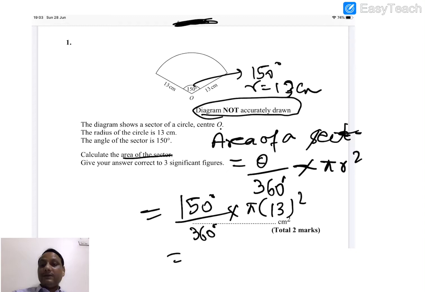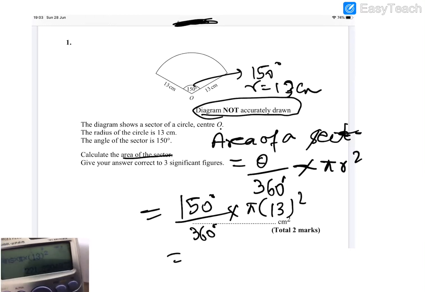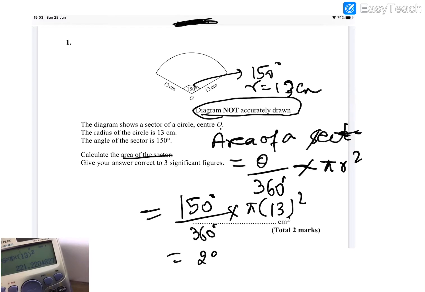You can go here: 150 over 360, times shift button pi, then times a bracket 13 square. So I'm getting the answer here, 221.22. It will be rounded to 3 significant figures, so the answer is 221 centimeter square.